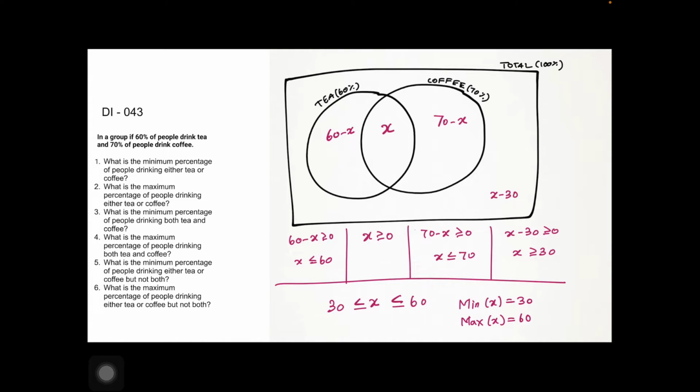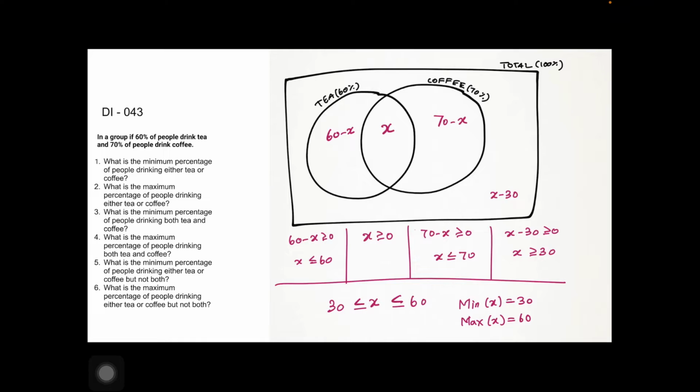Because if a number is less than or equal to 60, for example 50, 40, 30. If a particular value of x satisfies the first condition, automatically by default it will satisfy the third condition also. So the third condition is a redundant condition when the first condition is already there. Similarly, compare the second condition and the fourth condition. The second condition says x has to be greater than or equal to 0. The fourth condition says x has to be greater than or equal to 30.